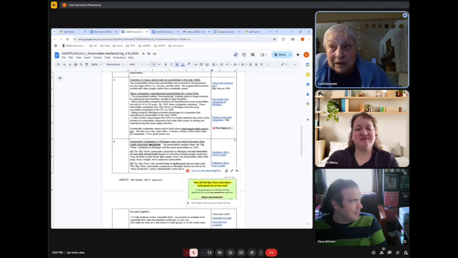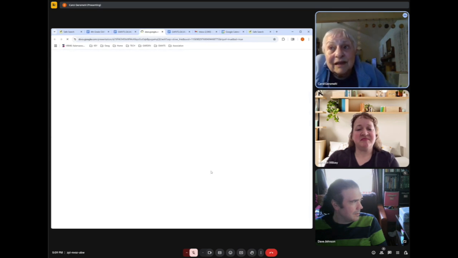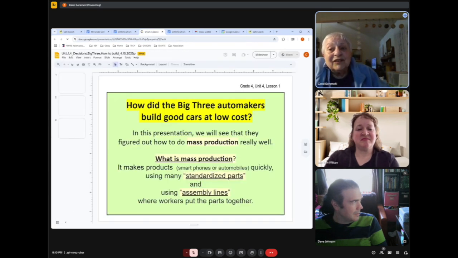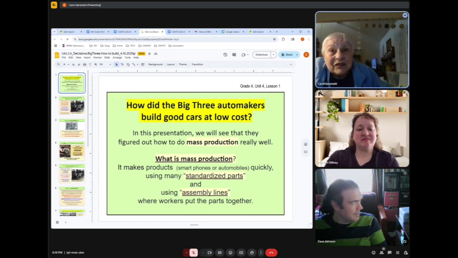The next big deal was not just what to build, but how would you build it? Because the whole point was to make it not be so expensive.